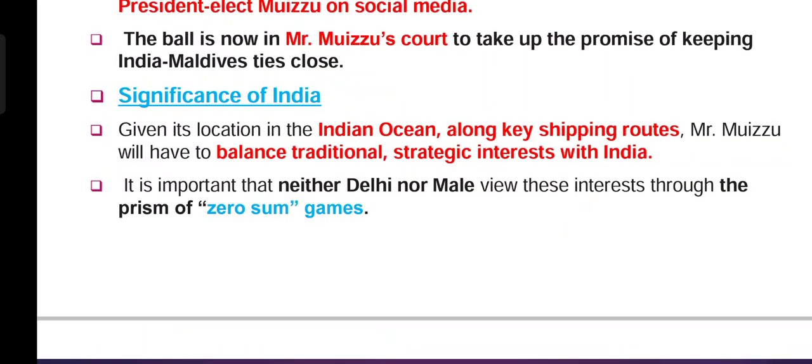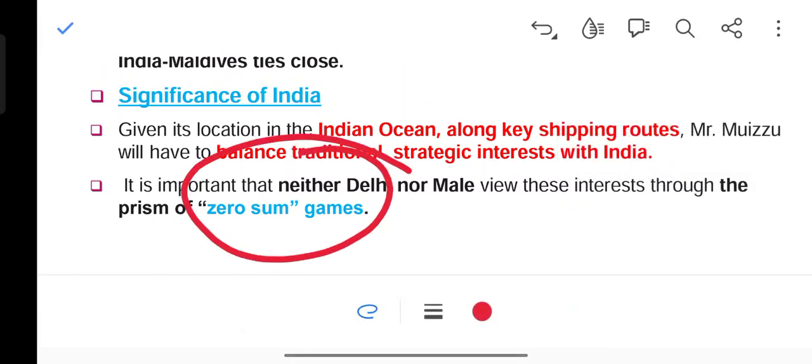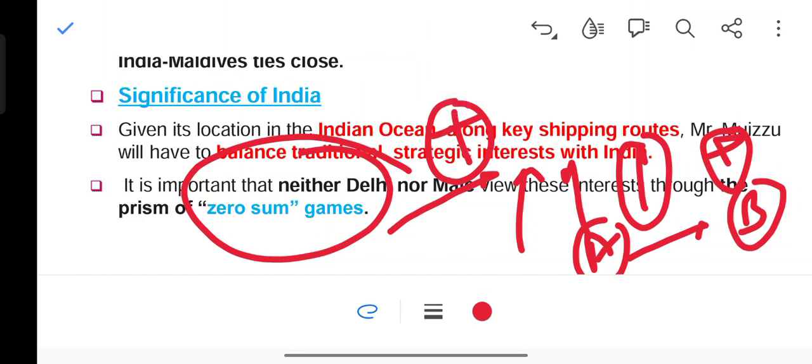If I want to ask you a question, what do you mean by zero-sum games? Although this is a mathematical concept, it is used in geopolitics, politics, and international relations. A zero-sum game simply means that if there are two countries, let's say country A and country B, and if country A wants to make a relation with B, then A thinks that if we make a relation with B, then B will get benefited and country A will not get any benefit, meaning one side will be positive and the other side will have negative significance.